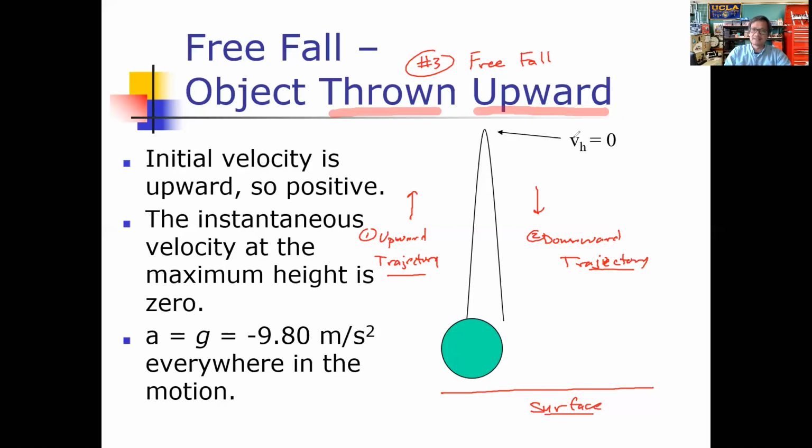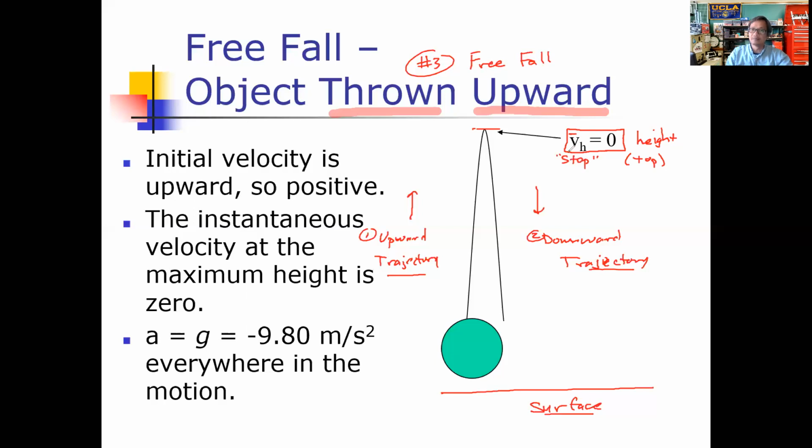And the very first one is this: at the very top of the motion, for an object that is tossed up and then comes back down, it's going to move in this parabolic manner. At the top of that parabola, the velocity, which we designate as the velocity at the height, at the top of the motion, is going to be 0. It has to stop.